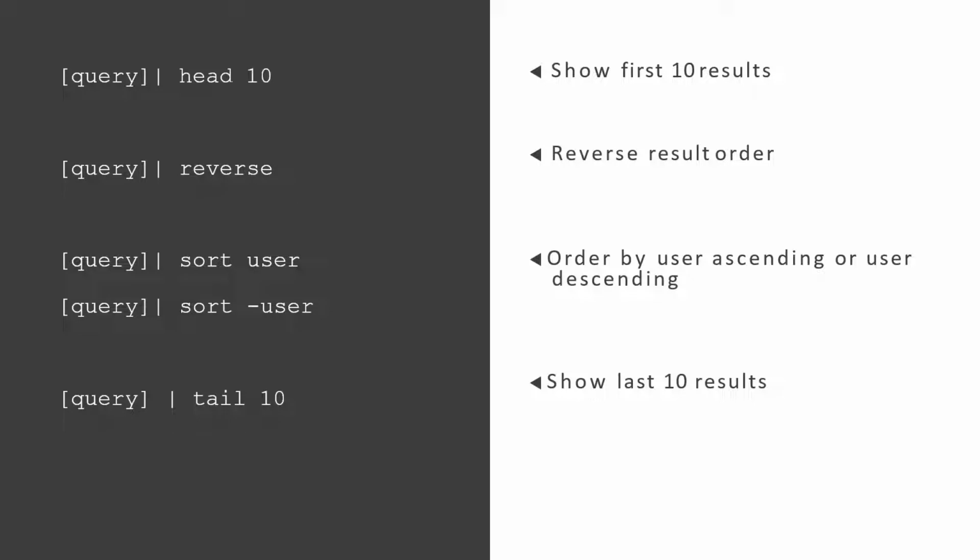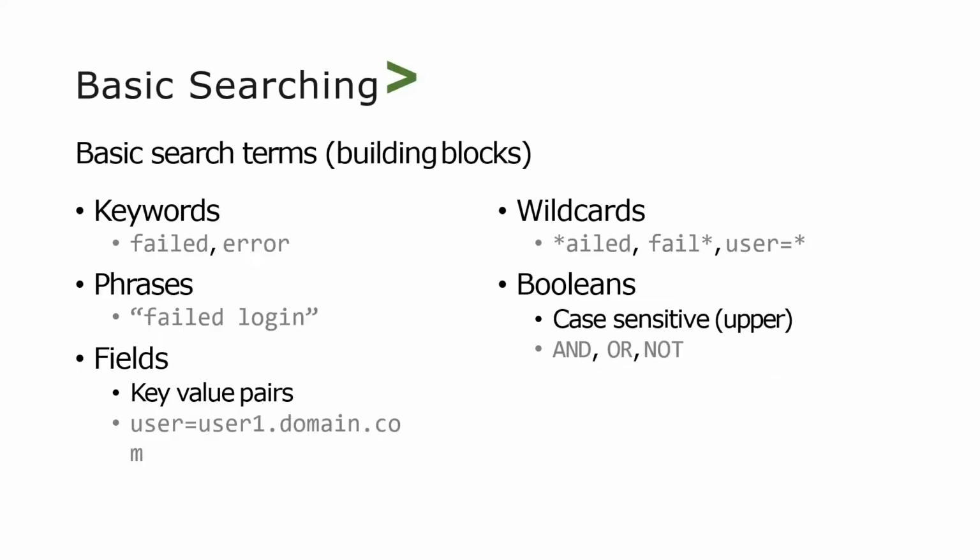Here for sorting, after the pipe you can use head 10. Head 10 means show the first 10 results, reverse, sort by user, sort not by user. Tail 10 shows the last 10 results and so on. So after the query, use the pipeline and do that.